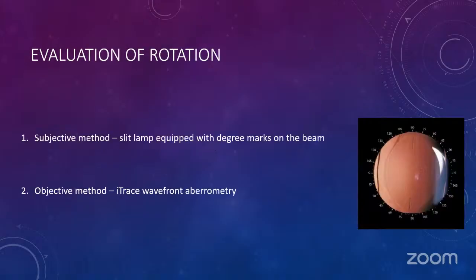Now, evaluation of rotation. When the patient has come to us with a rotation of the IOL and a cylindrical error post-op, how do you check for the rotation? We use the objective method, that is the EyeTrace wavefront aberrometry. However, if it is not available, the subjective method is a slit lamp equipped with degree marks on the beam. As you can see, the image is showing a slit lamp retroillumination image, and a protractor is applied, and as a result you can see the degree marks. The IOL is oriented at 90 degrees.